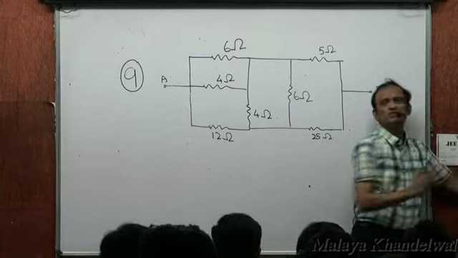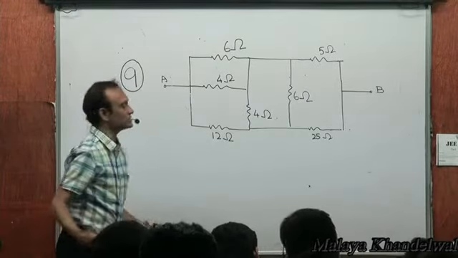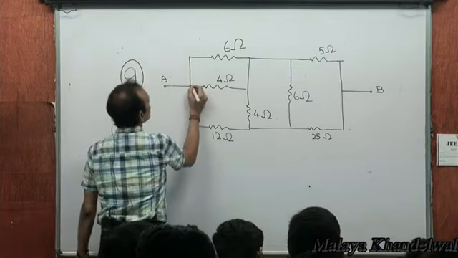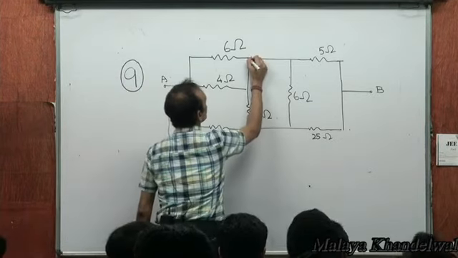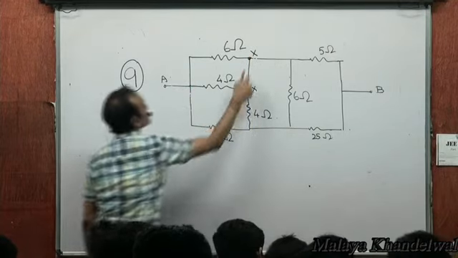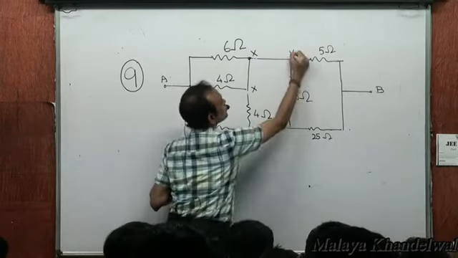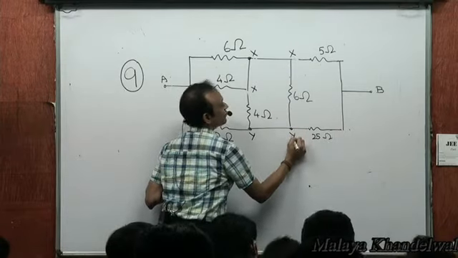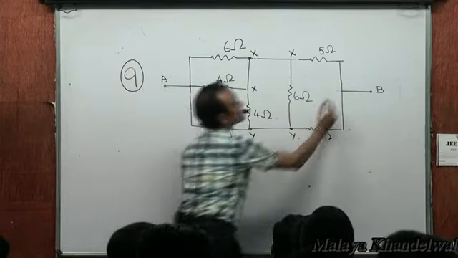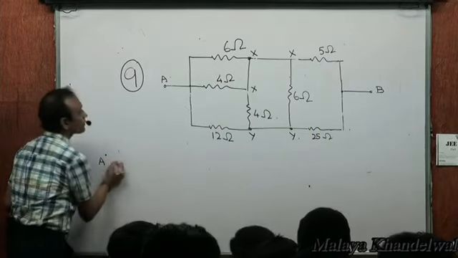All that you need to do is redraw the circuit commensurate with familiar topology, right? So this point is A. Now this point is, let's say, X. All of this is X. This is X and X, right? And this of course will also be X. This would be Y, Y. And all of this would be B, right?